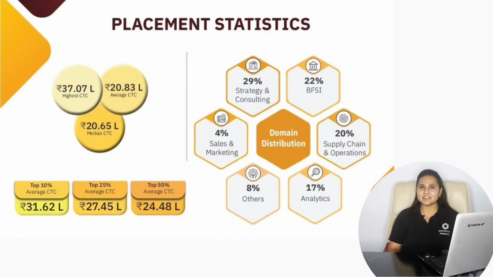If we consider the domain-wise distribution for the batch of 2020 to 2024, then 29% placements were from strategy and consulting, 22% placements were from BFSI, 20% placements were from supply chain and operations, 17% placements were from analytics, then 4% placements were from sales and marketing, and 8% placements were from domains other than all of these. If we consider the top 10% candidates, they are with the average CTC of 31.62 lakhs per annum, then top 25% candidates are with the average CTC of 27.45 lakhs per annum, and top 50% candidates are with the average CTC of 24.48 lakhs per annum.